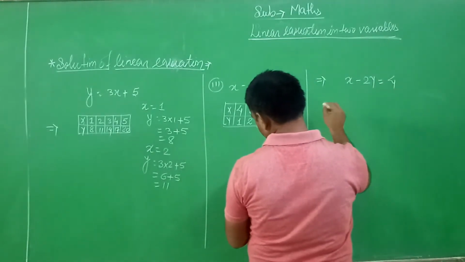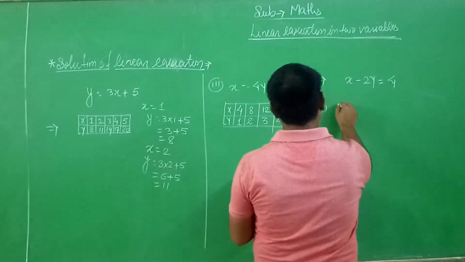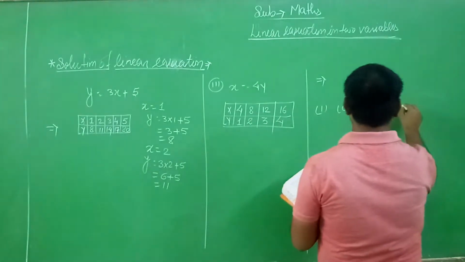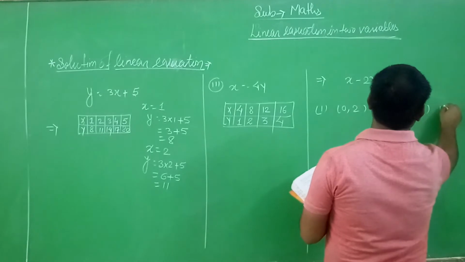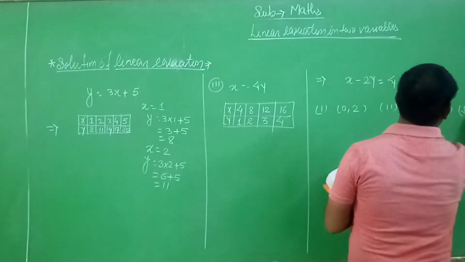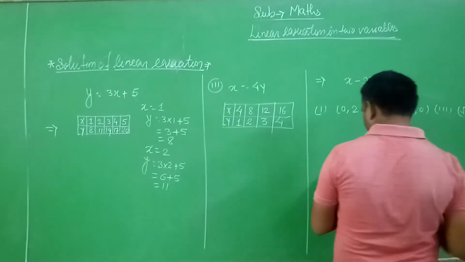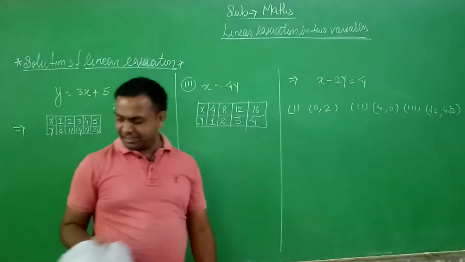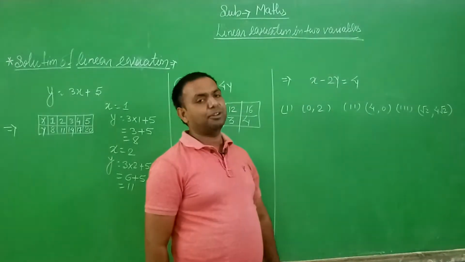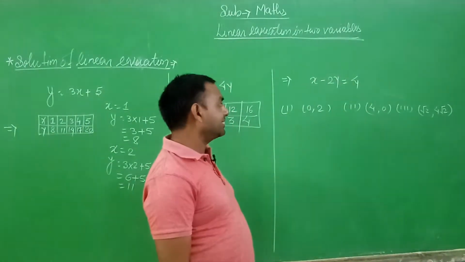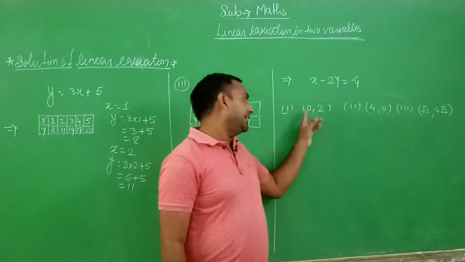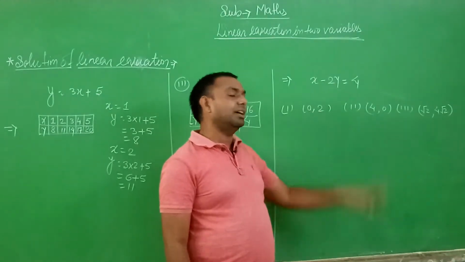I take three pairs. Suppose the first is 0 and 2, the second is 4 and 0, and the third is root 2 and 4 root 2. These 3 conditions are given, and for each you can find whether it is a solution of the given equation or not. To check, in each ordered pair the first value is x and the second value is y.